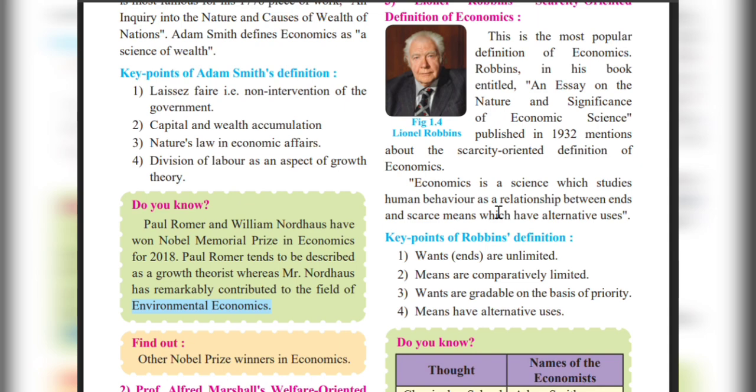Resources are limited. Money, time, labor. Everything is limited, but our wants, needs are unlimited. Resources have alternative uses. One resource can be used in different ways. For example, money can be used for buying food, mobile, recharge, clothes, traveling, etc. Since resources are limited, we must make choices, and this problem of choice is studied in economics.